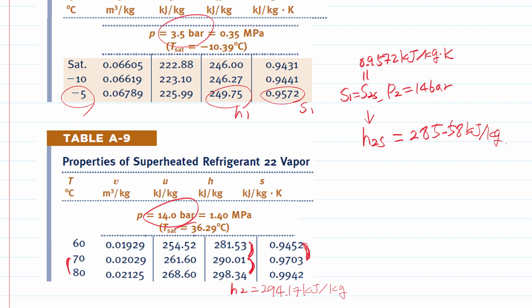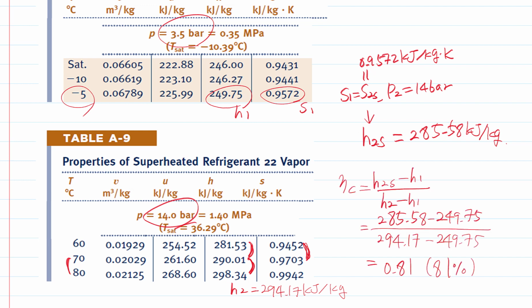So we have everything to determine the isentropic efficiency. So the isentropic compressor efficiency is 0.81. It means the actual compressor is 81% efficient relative to an isentropic compressor with the same condition.